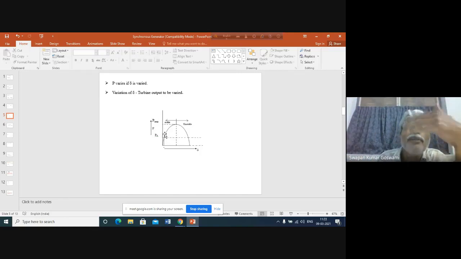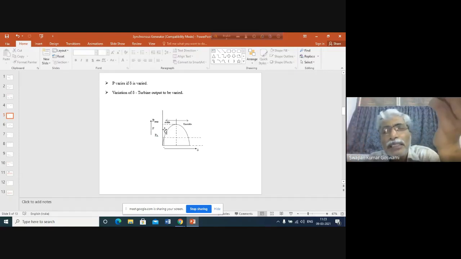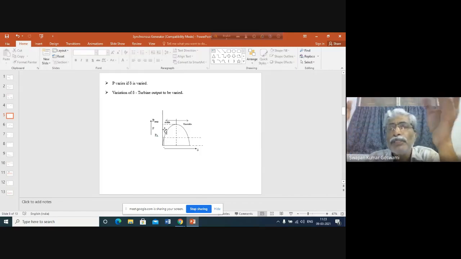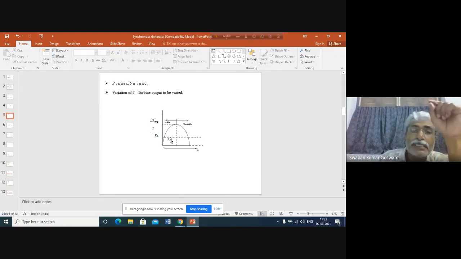Where will this additional power go? It will certainly increase the kinetic energy stored in the generator rotor. Somebody must absorb this energy. Who is that? Obviously, the generator rotor, which will be rotating at a higher speed, and as a result, this additional energy input to the generator will be stored in the rotor. That's why the speed will increase. As the speed is increasing, delta is also increasing because the EF vector is rotating at a higher speed with respect to the Vt vector.